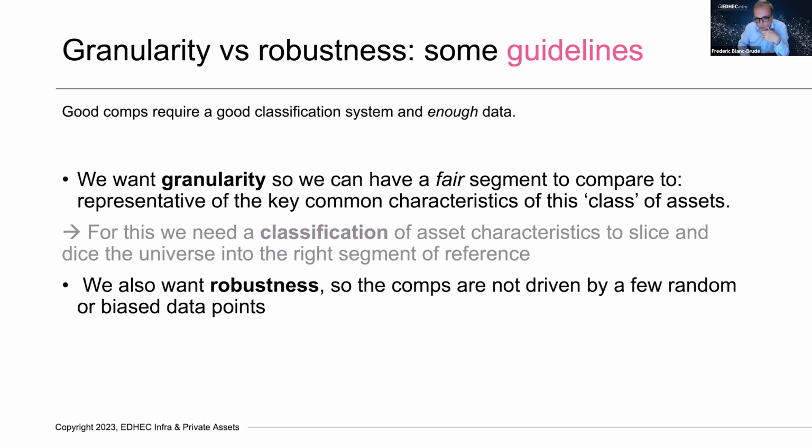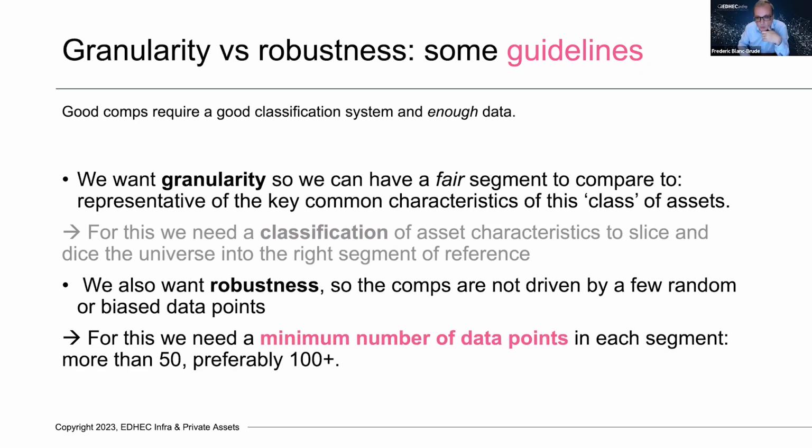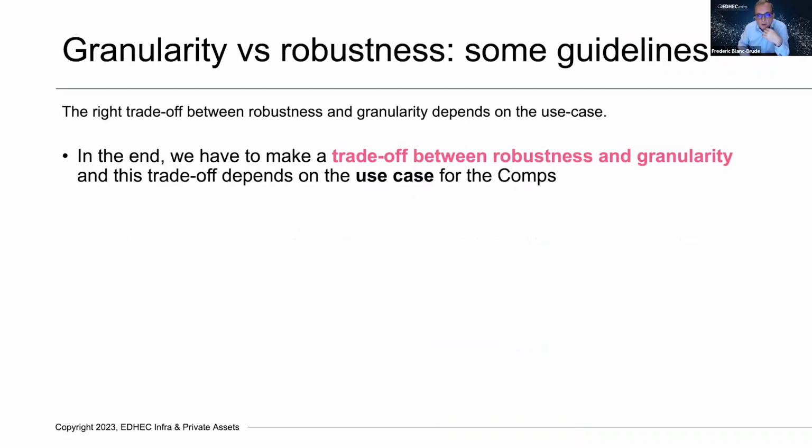And then we also want robustness, right? So that it's not a few random observations that drive the results. We want a minimum number of data points in each segment, ideally more than 50, preferably more than 100. Now you have this trade-off between robustness and granularity. The way to decide how to make this trade-off depends on your use case.